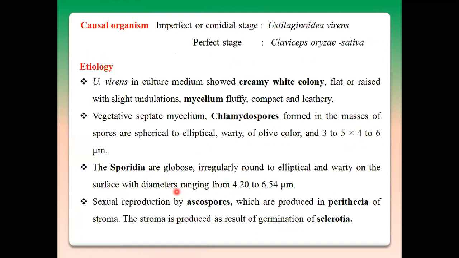Okay, then go to the next point, that is the causal organism. The imperfect or conidial stage is Ustilaginoidea virens. It means this pathogen reproduces sexually as well as asexually. In this disease, both sexual spores and asexual spores are produced.